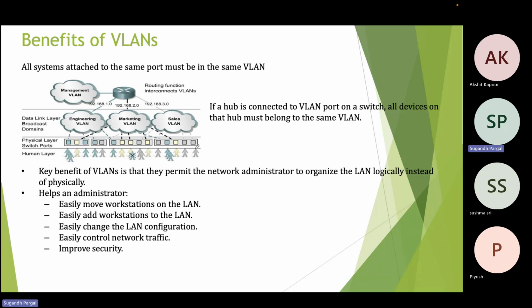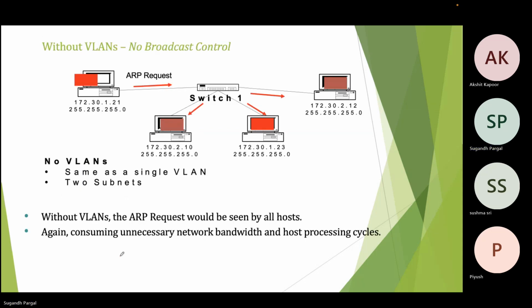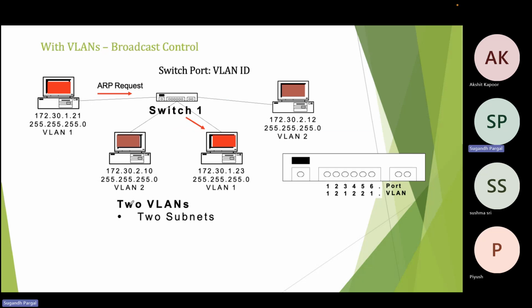So the benefits of VLAN are that all systems attached to the same port must be in the same VLAN. And the key benefit is that they permit the network administrator to organize the LAN logically instead of physically. It helps an administrator to easily move workstations on the LAN, easily add workstations to the LAN, easily change the LAN configuration, easily control network traffic, and improve security. So without VLANs, there is no broadcast channel. There is an ARP request and no broadcast channel. And if we are with VLAN, then there is a broadcast channel.